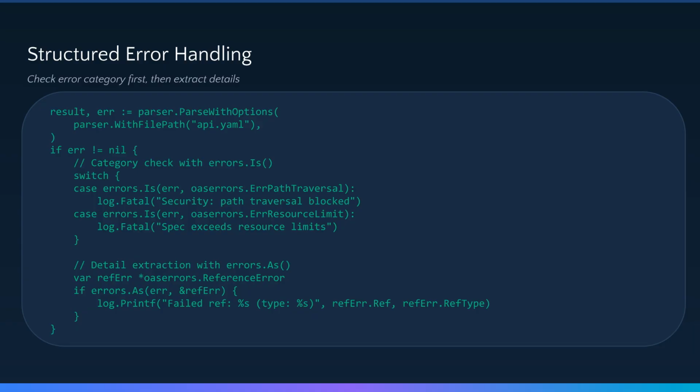Structured error handling. oastools uses Go's standard error wrapping conventions. Every error can be checked with errors.Is for category and errors.As for extracting structured details. The error hierarchy is well defined. ParseError for parsing failures, ReferenceError for ref resolution problems, ValidationError for semantic issues, ResourceLimitError when configured limits are exceeded, ConversionError for conversion problems, and ConfigError for invalid configuration. This lets you write precise error handling that responds appropriately to each failure mode.